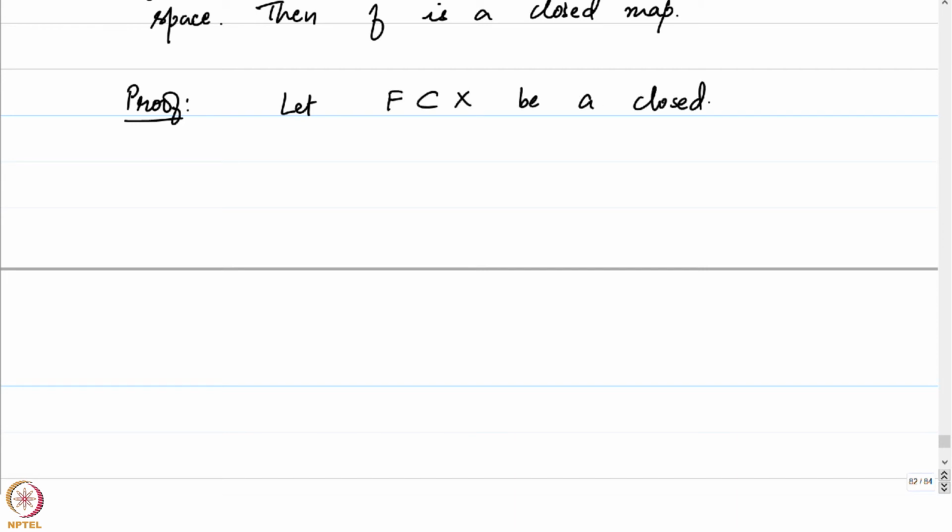We would like to show that, maybe E is better, F of E is a closed set in Y. That's what we would like to show. Suppose E contained in X is a closed set. What do we know about closed subsets of a compact metric space?